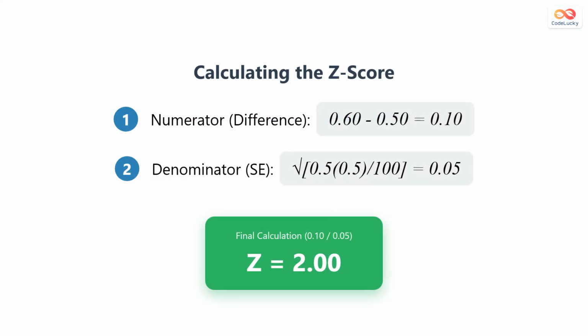Now we plug these numbers into the formula. First, the difference. 0.6 minus 0.5 is 0.1. Next, the standard error comes out to 0.05. Finally, we divide 0.1 by 0.05, which gives us a z-score of exactly 2.00.